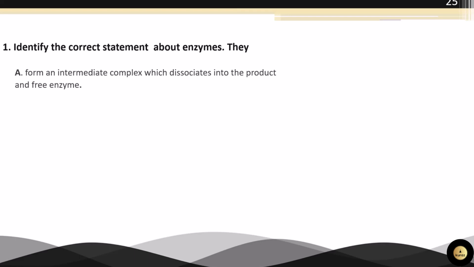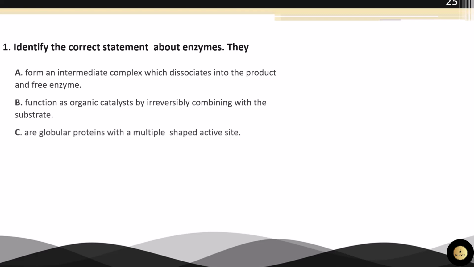They A. Form an intermediate complex which dissociates into the product and free enzyme. B. Function as organic catalysts by irreversibly combining with the substrate. C. Are globular proteins with a multiple shaped active site. D. Function by affecting the nature of the product. The answer is A. Form an intermediate complex which dissociates into the product and free enzyme.